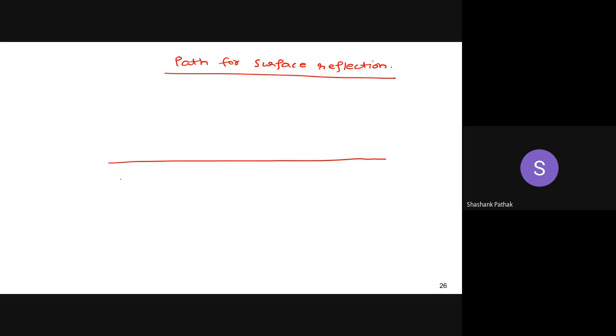Now we are coming to the path for surface reflection. So how to compute that? We know this was the point of the missile, this was the point on the structure, and some reflection happened from this particular point. So we have extended this something like that. This is your dotted line.